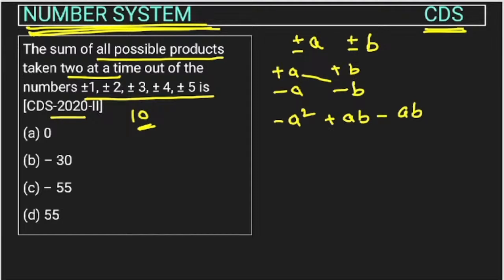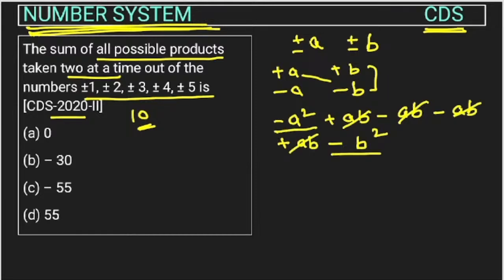Now in a similar way, this minus A will multiply with this plus B. So this will become minus AB, because we have to multiply only two values at a time, right? So now we have multiplied this minus A with plus B. Now we will multiply this minus A with minus B. So this will be plus AB, right? Now this value B will get multiplied with minus B, so this will be minus B square, right? So if we see, these values will get cancelled, right? So what is remaining? Minus A square and minus B square, right?